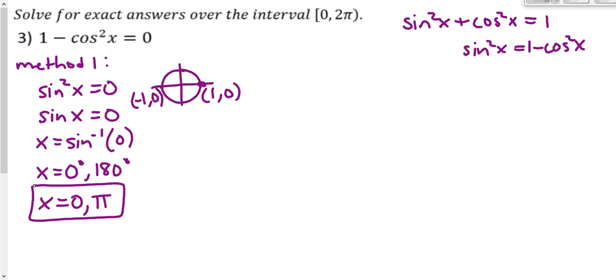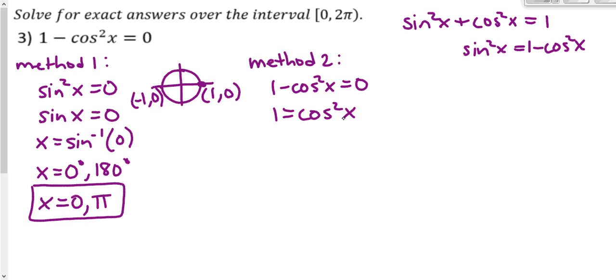Okay, method number 2. Instead of using a trig identity and doing a substitution, let's just solve this directly. So we're starting with 1 minus cosine squared x equals 0. Let's add cosine squared x to both sides and square root both sides. And don't forget, when you square root 1, you're going to get plus or minus 1. How come when we square rooted 0, we didn't get plus or minus 0? What's up with that?